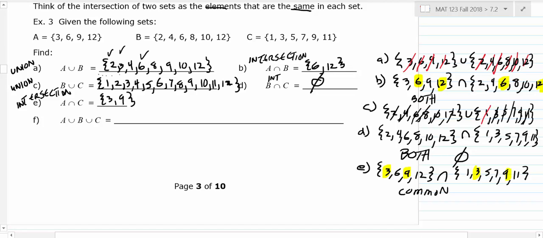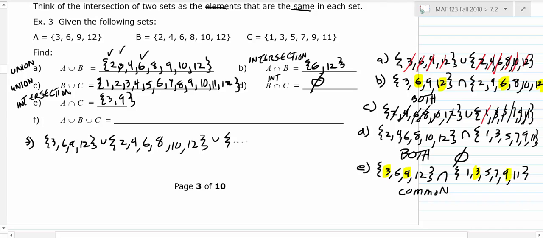Okay. All right, now F is the union of all 3 sets. So I'm going to write this down like this. I'll show you how I would keep track of this. We have set A is 3, 6, 9, 12. Set B is 2, 4, 6, 8, 10, 12. Set C is 1, 3, 5, 7, 9, 11. So again, we're just joining the sets together. Just think of this as joining the sets together. And again, if it's numbers, I like to put things in order.